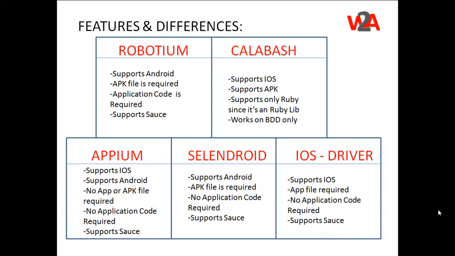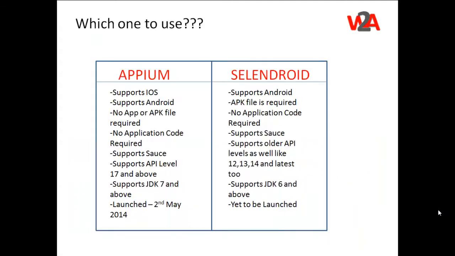So let's see what API we should use, which one to use. Either we should use Appium or we should use Selendroid. These are the most stable APIs from the upcoming Selenium 3.0, right? Now, in the course, we'll be talking about both Appium as well as Selendroid.